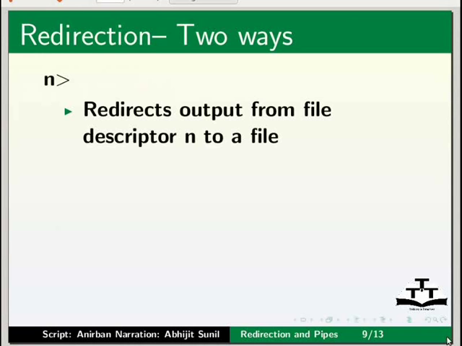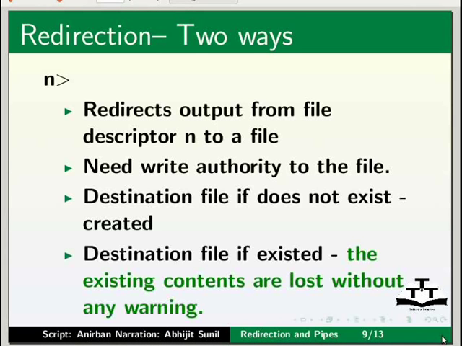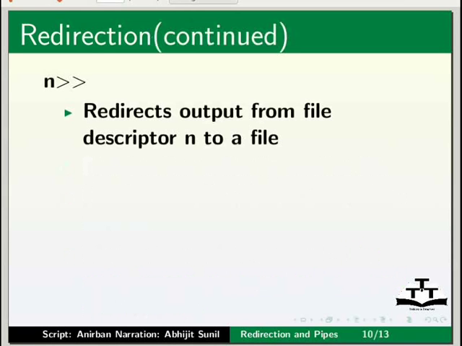Now let us see how to redirect standard output and standard error. There are two ways to redirect output or error to a file. Suppose n refers to the file descriptor. N, single right angle bracket, redirects output from file descriptor n to a file. You must have write authority to the file. If the file does not exist, it is created. If it does exist, the existing contents are usually lost without any warning.